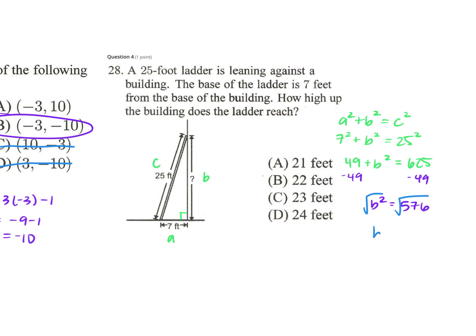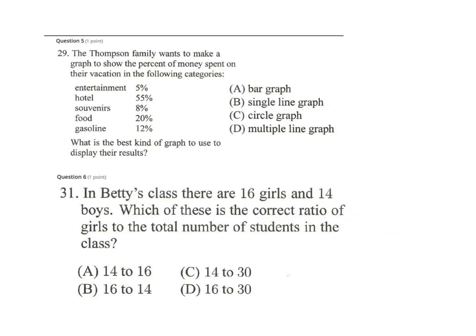I get that b is equal to 24, which is option D. In the next question, we have some data to analyze. It says that the Thompson family wants to make a graph to show the percent of money spent on their vacation in the following categories. What kind of graph would be best to use to display their results?